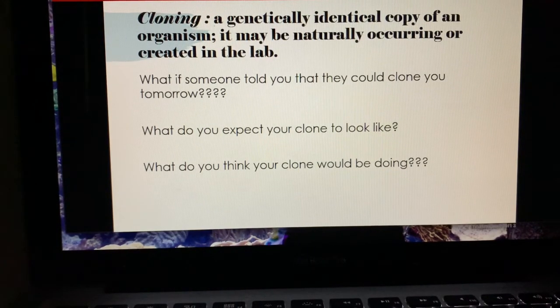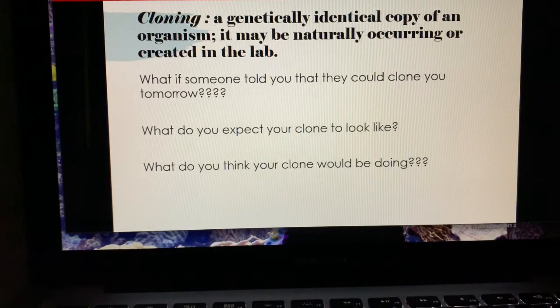But a clone is typically a genetically identical copy of an organism. It may be naturally occurring or created in a lab. So some things to think about. What if someone told you that they could clone you tomorrow? Typically when we're in the classroom, we'll pick a student and say, hey, who wants to be cloned today? Or I'll say, if you had a clone, what would you have your clone doing today if we told you we were cloning you? What do you think your clone would be doing?